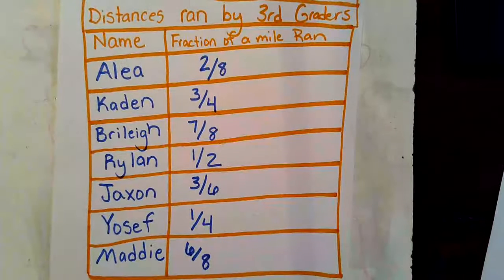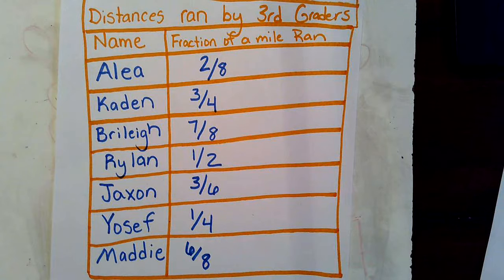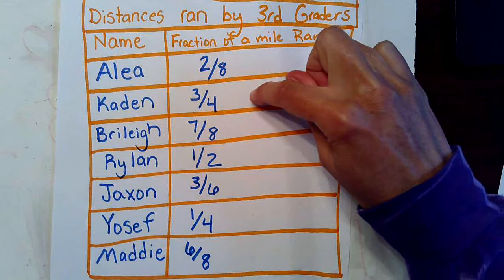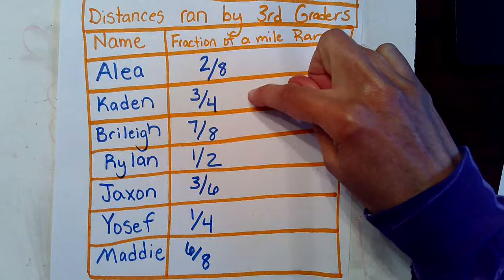We're going to start with Aaliyah. She was 2/8 of a mile. Caden was 3/4 of a mile. Briley, 7/8 of a mile. Rylan, 1/2 a mile. Jackson, 3/6 of a mile. Joseph, 1/4 of a mile. And Maddie, 6/8 of a mile.